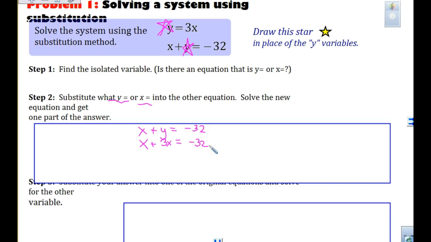Okay? So, if we are looking at this, it says now solve that new part of the equation. Well, this is a coefficient of 1, so I have 1x plus 3x, which gives us 4x, equals -32. If I'm solving for x, I divide both sides by 4, and I get x at this point is equal to -8. Okay. I have gotten one of my solutions.